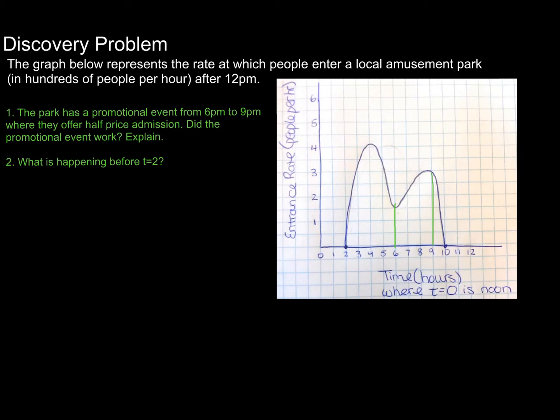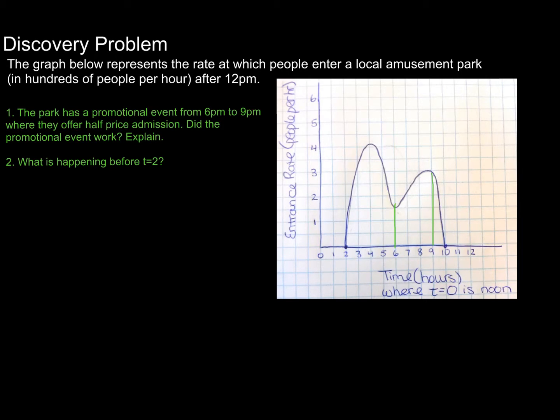Well, think about the amusement park. If there's no one entering the amusement park, what do you think that means? Probably means that it's closed, right? So what you might say is before t equals 2, the amusement park was closed, meaning that the amusement park doesn't open until 2 hours after noon, which would be 2 p.m.